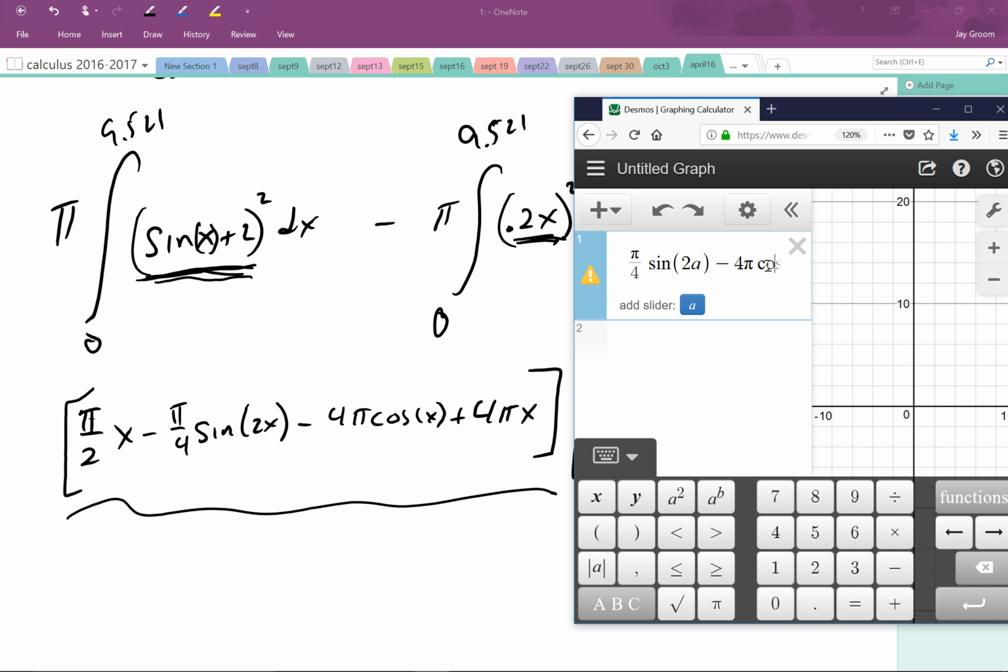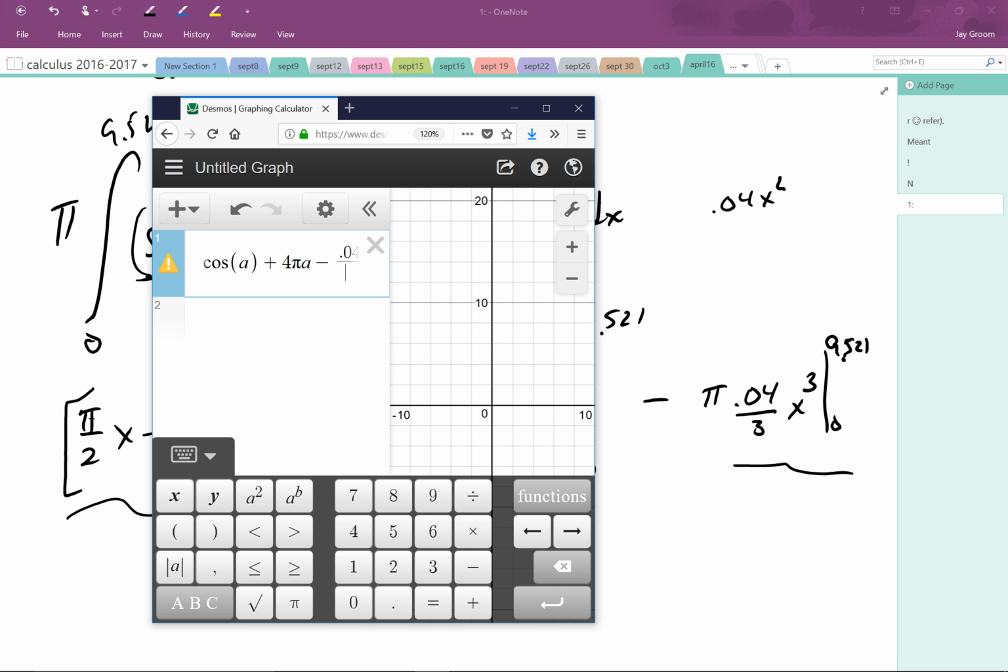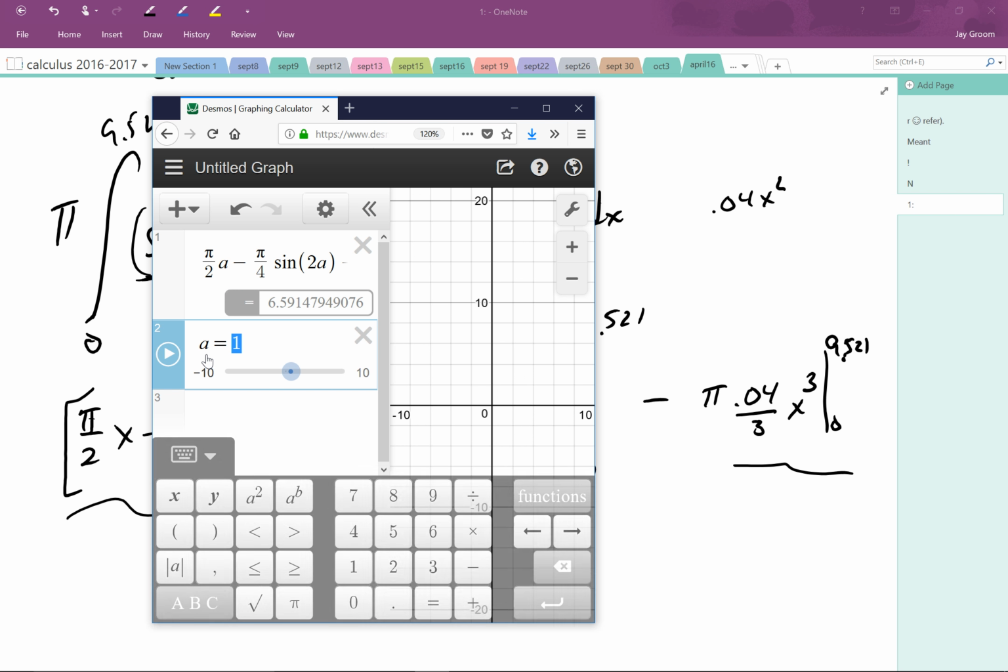Okay, where did I leave off? Right there. And then I want to do plus 4 pi a minus 0.04 over 3 times pi times a to the third power. Yes? Beautiful. And so my a's need to be 9.521. So 110.8, jot that down.